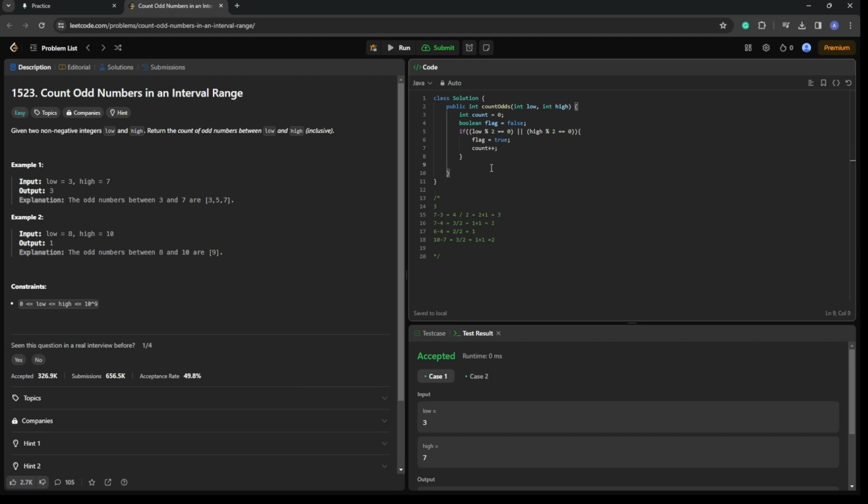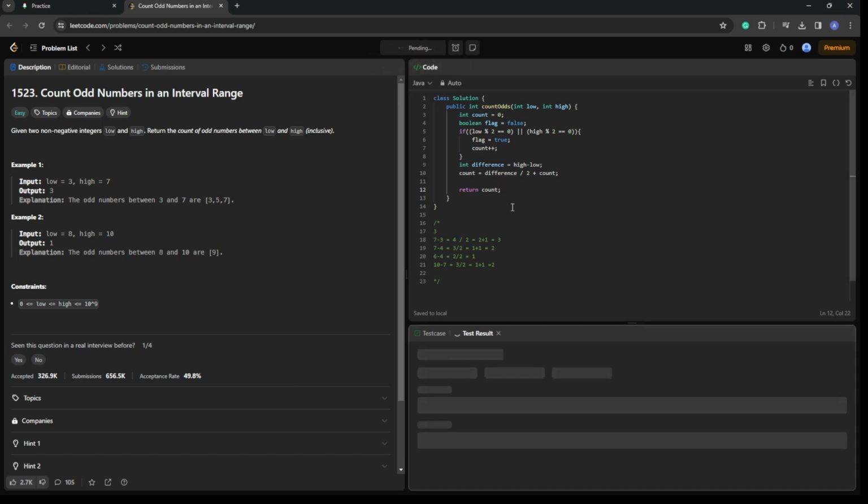And then what we do here, so now we just do int difference is equal to high minus low, and we do int count. Count is going to equal difference divided by 2 plus count. Return count. So in this case, if it's, let's say 4 to 2, you get 2. Okay, I think this should be right. Let's see.